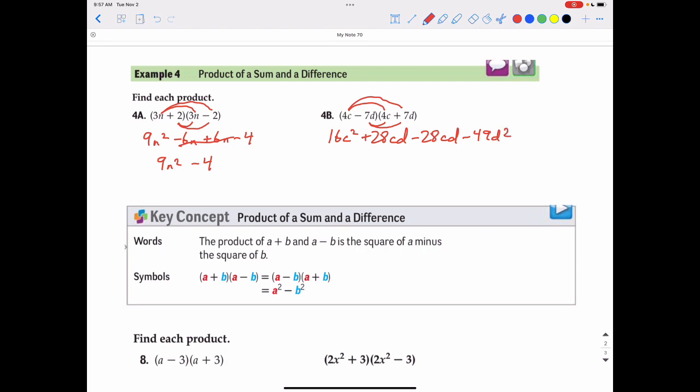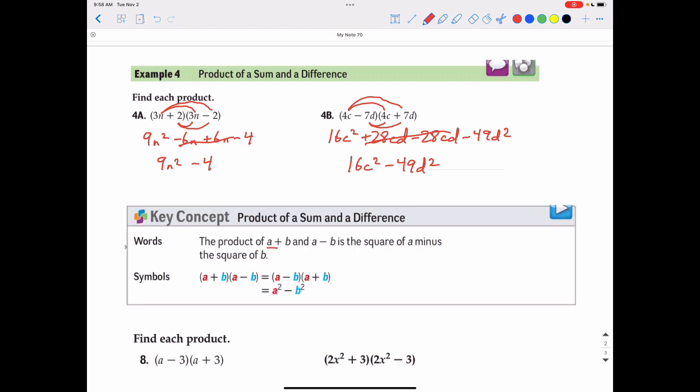And yet again, positive 28cd cancels out with negative 28cd. Didn't mean to completely erase it, just meant to slash through it. So I get 16c squared minus 49d squared. So notice on both of those that the middle terms canceled each other out when one was positive and one was negative. So that's called the product of a sum and difference.